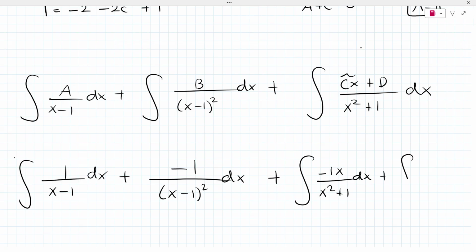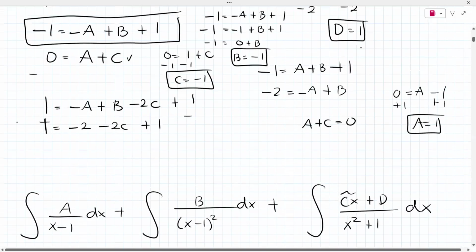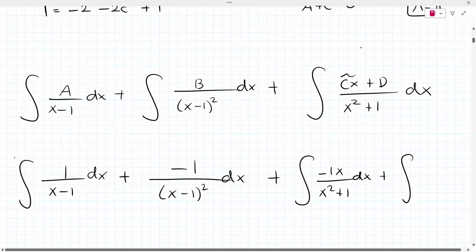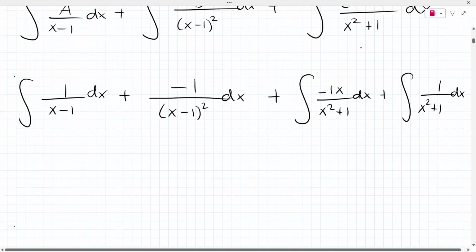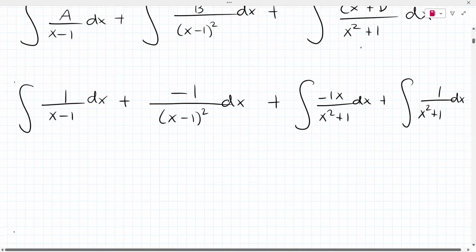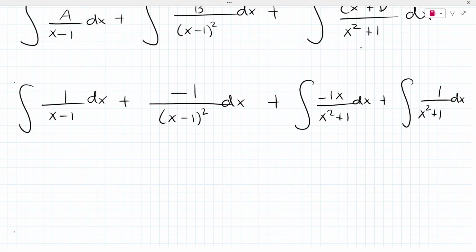Plus, and then my d was 1. It's 1 over x squared plus 1 dx. Okay. Now we can integrate this. I think most likely we'll use u substitution. So from this one, the integration of 1 over x minus 1 dx, we'll definitely use u sub.